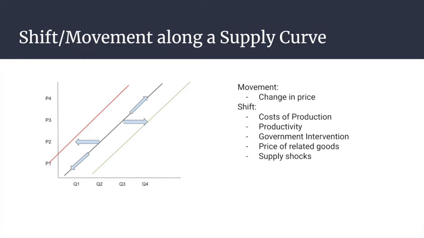If the costs are manageable, if the costs are low and cost effective, then the supply curve is more likely to shift outwards.